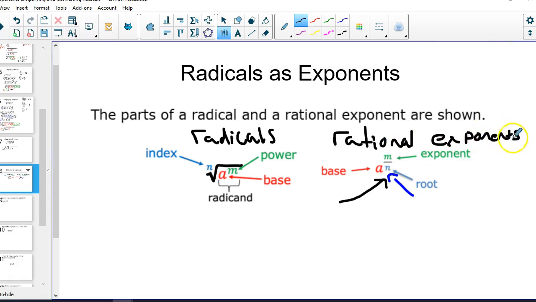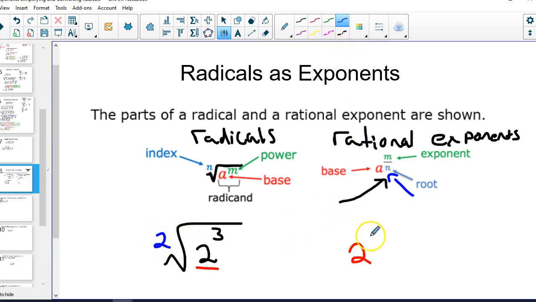All right. And our m on the inside, that's our green, is going to go to the top. All right. So, a quick example. Say I had the square root of 2 to the 3rd power. This would be the same thing as my base is my 2. My root is our square here. So it's the bottom of our fraction.